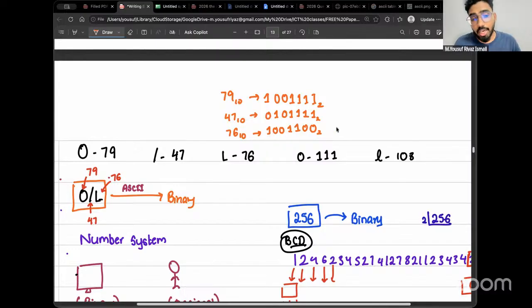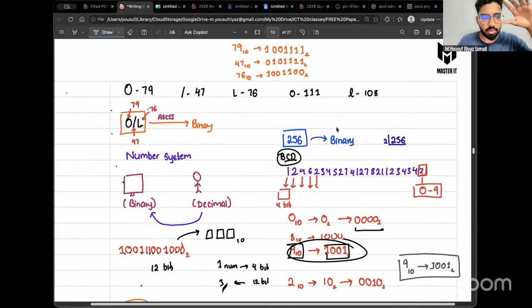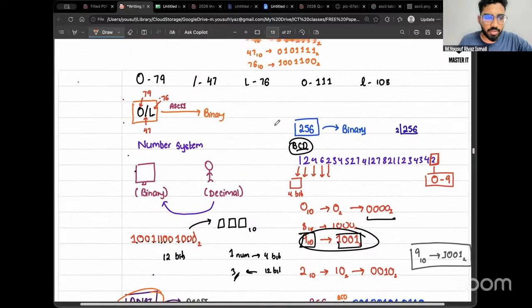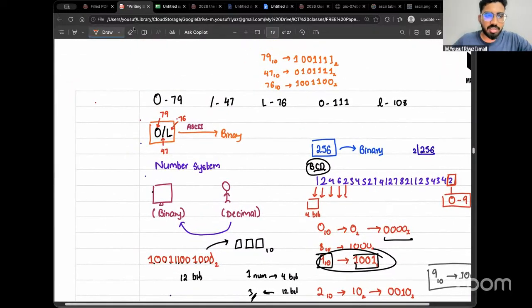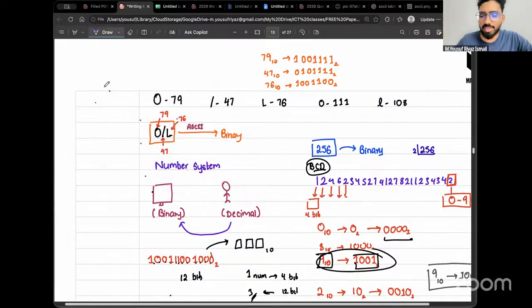Again, I'm doing the mental calculation. I can be wrong sometimes, but you all make sure you go through the proper division method. Actually, in the class, I showed a different way as well. It will be confusing now because I'm already overflowing you with so much data. I'm giving you a summary; this whole thing is like a 2-hour session, and I'm just compressing it. So if I convert 79, 47, and 76 to binary, these are my respective answers.